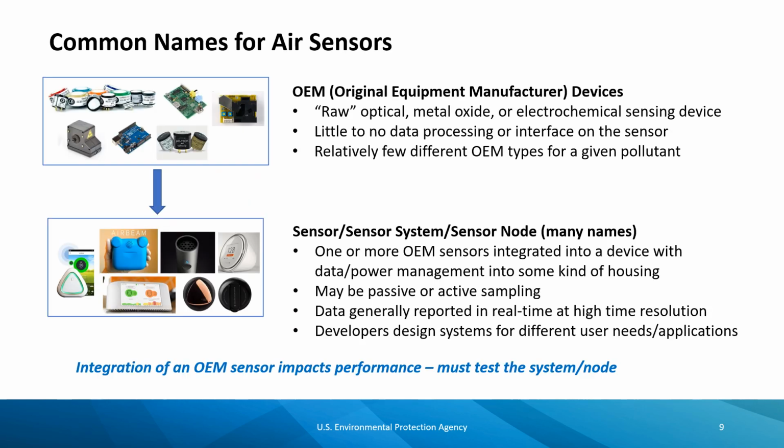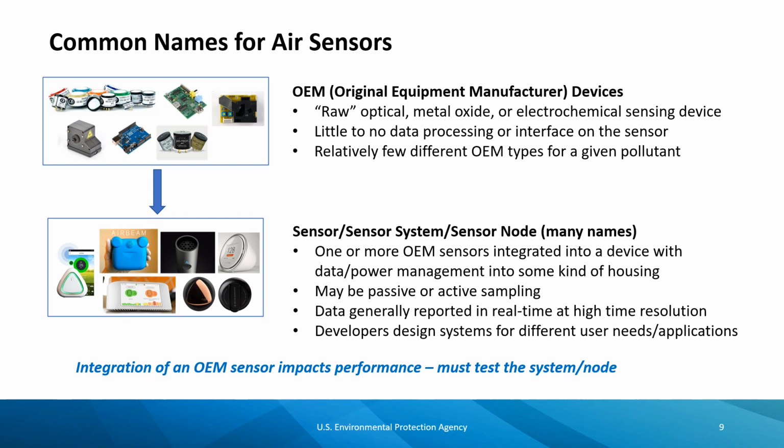Air sensors have a number of common names. Some sensors are referred to as Original Equipment Manufacturer or OEM devices. OEM devices are usually raw optical, metal oxide, or electrochemical sensing devices. They have little to no data processing or interfaces on the sensors, and there are a limited number of different OEM types for a given pollutant.